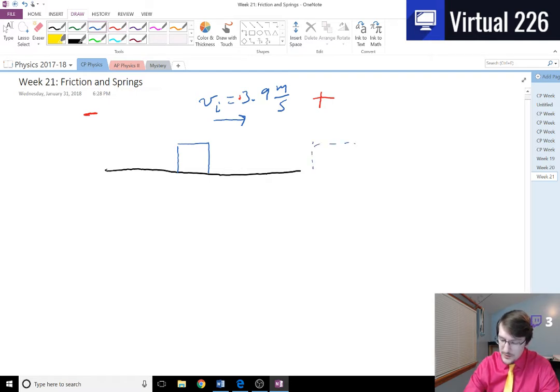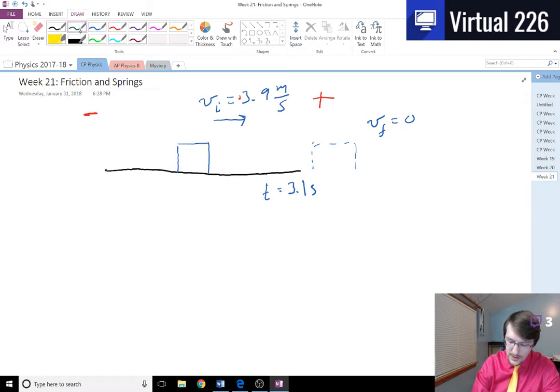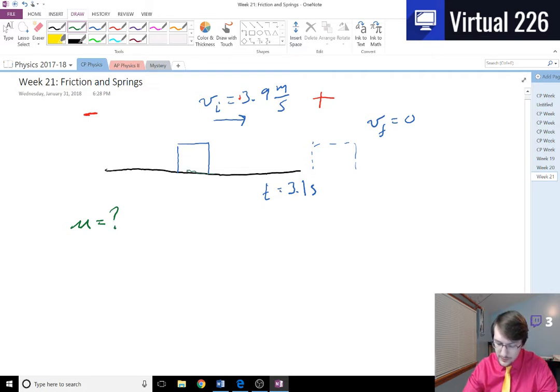Sometime later, and we actually know that time, at a time of 3.1 seconds later, the block stops. So we know our final velocity here is 0. Okay? We are looking for the coefficient of friction between the block and the floor, because this floor is a little bit frictiony. What is that coefficient of friction?